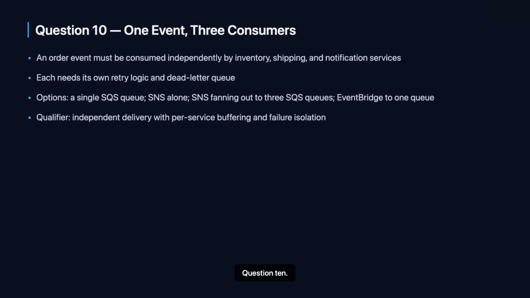Question 10. An order event must be consumed independently by 3 services: inventory, shipping, and notification, and each one needs its own retry logic and its own dead letter queue. The options are a single SQS queue, SNS on its own, SNS fanning out to 3 SQS queues, or EventBridge to 1 queue. The qualifier is independent delivery with per-service buffering and failure isolation.